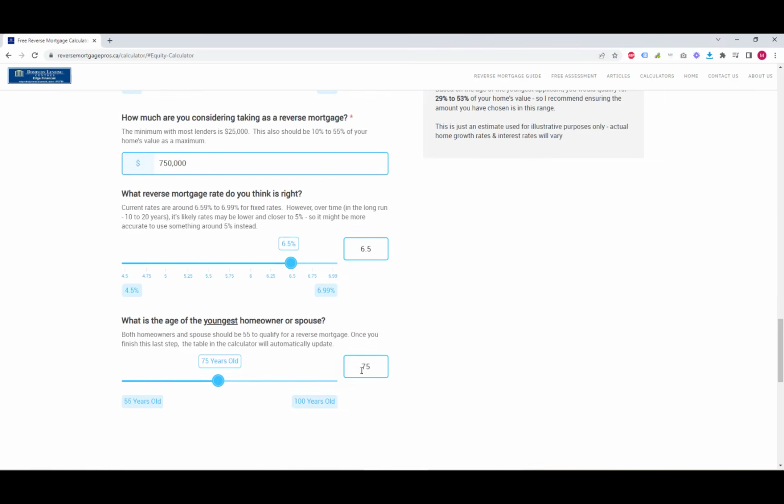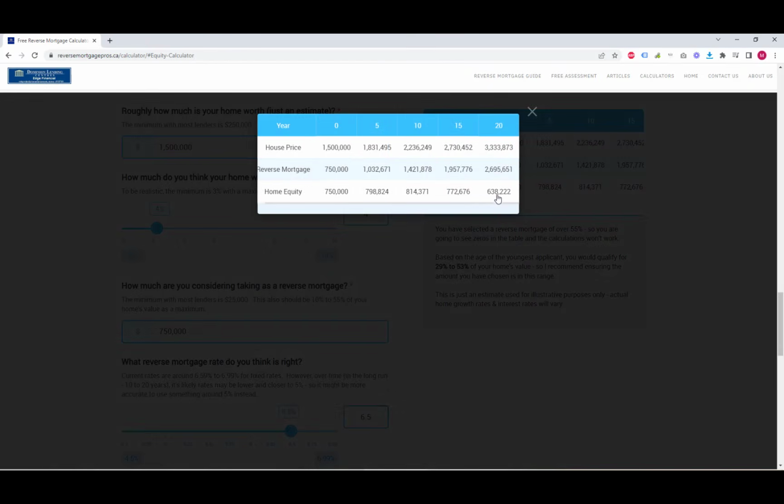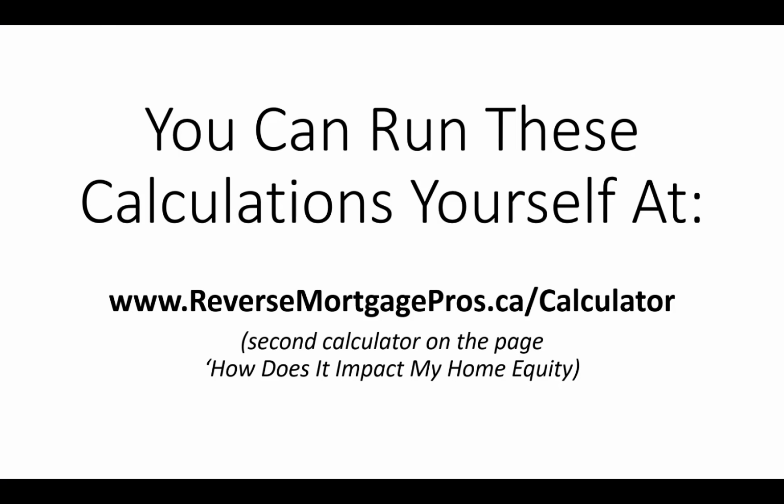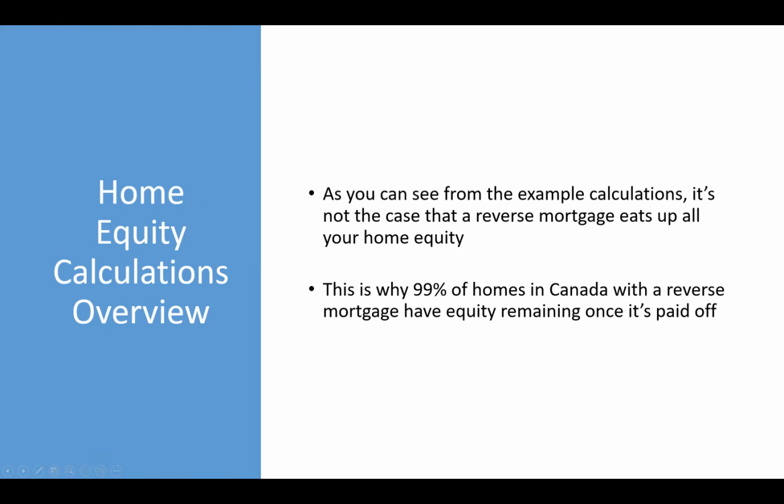So what they're assuming is that someone who's 75 probably isn't going to make it all the way to year 20. On average, that person maybe isn't going to get to 95 years old that often, so that might not even see this home equity start to reduce in the outer years. And this is why the age is an important factor in qualifying for a reverse mortgage. So, flipping back to the presentation that I walked you through. You can see from example calculations, it's not the case that a reverse mortgage eats up all your home equity. And this is why 99% of homes in Canada with a reverse mortgage have equity remaining once it's paid off.